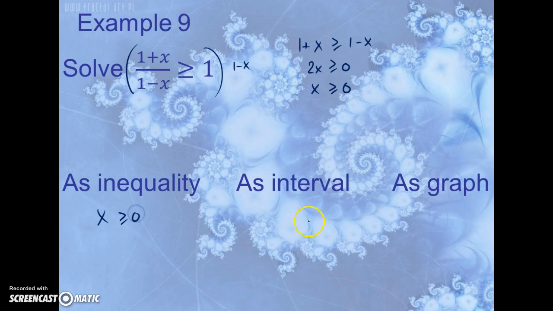That's my inequality. As an interval, I could just say a bracket at 0 and greater than is going up to infinity. You never put a bracket on infinity. As a graph, this is just a straight up number line. I'm putting a closed circle at 0 because of the or equal to, and I'm going greater.